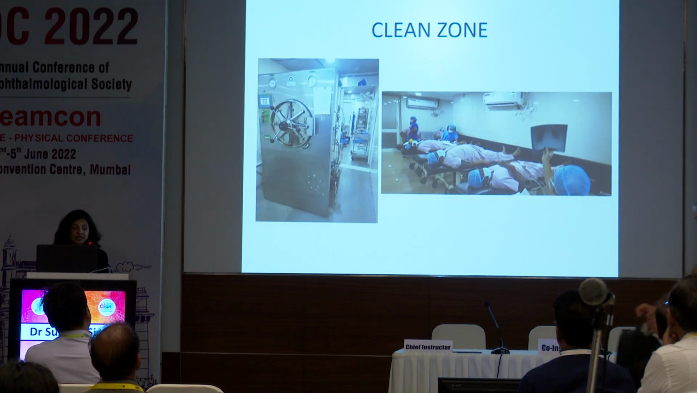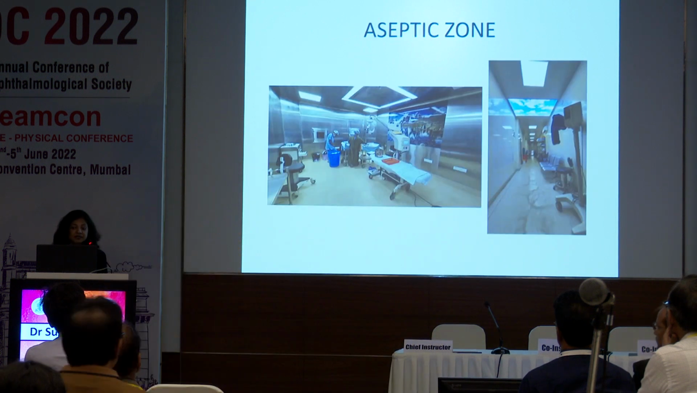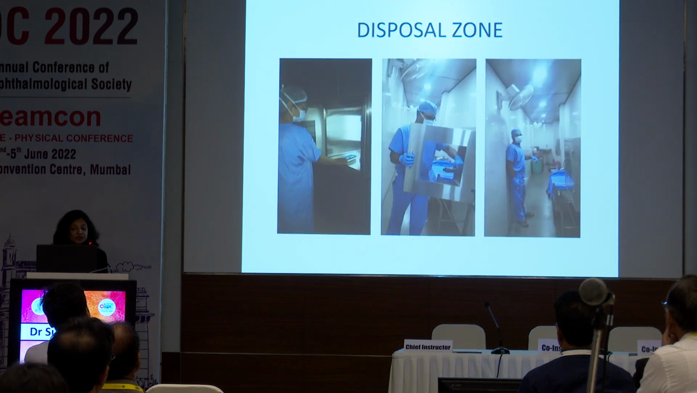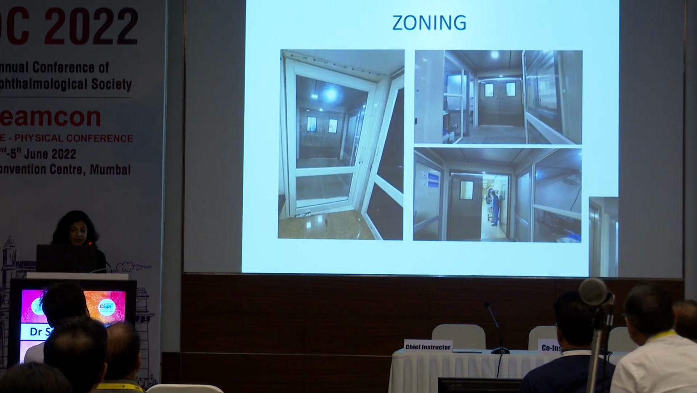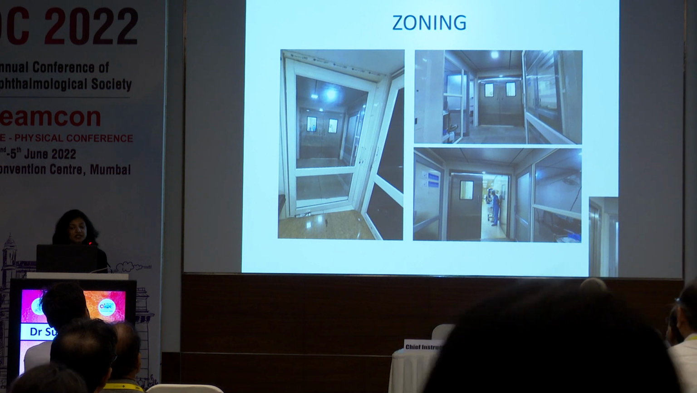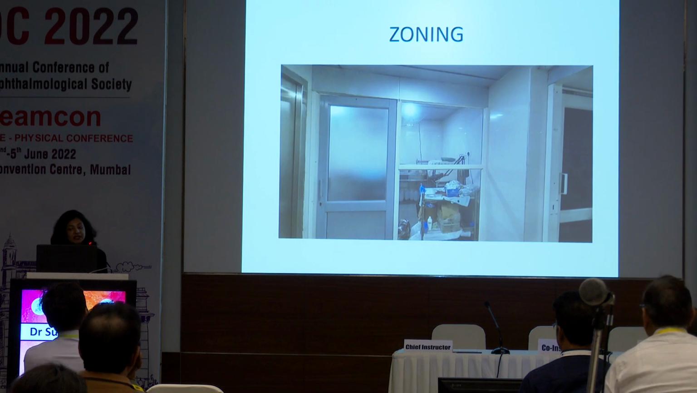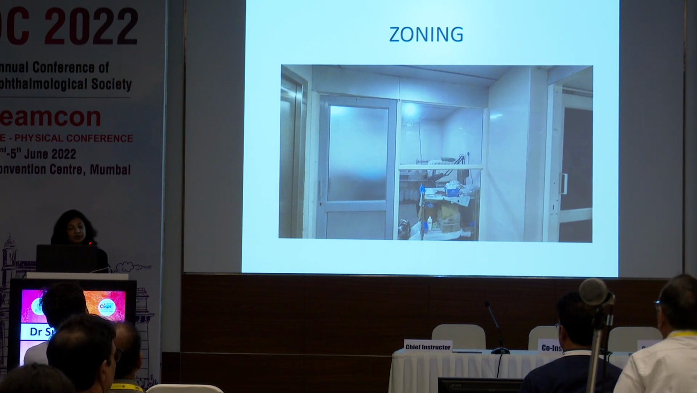The clean zone comprises of sterilization area and induction area. Aseptic zone comprises of theatre and the scrub area. Disposal zone comprises of disposal areas from each OT and dirty corridor. So this is how zoning is done, by creating barriers and different levels. It is not mandatory to use stainless steel barriers, and it can be easily done by just employing aluminium panels. And there is no hard and fast rule as to the division of space among different zones. It can be done based on the availability of the space.